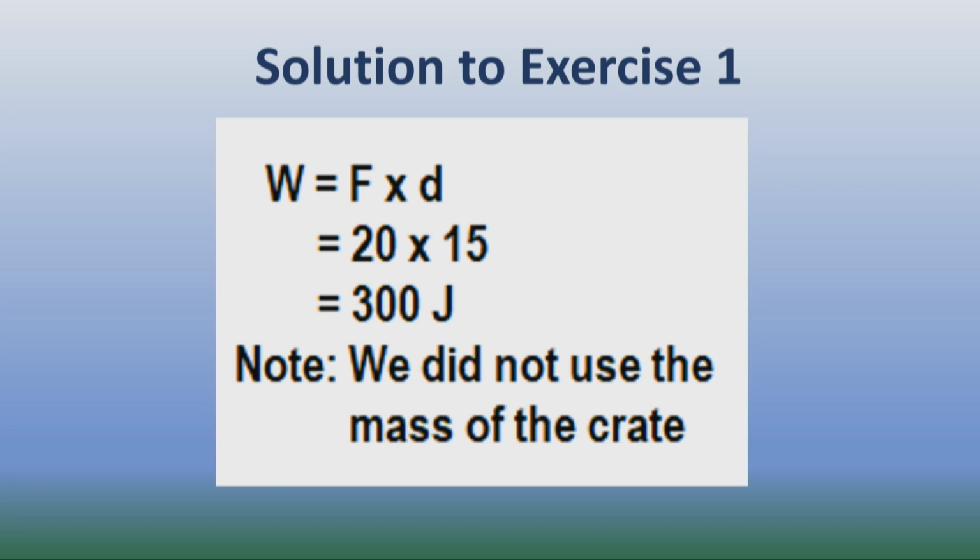The force applied is 20 Newton. The distance moved in the direction of the force is 15 meters. The work done is therefore 20 × 15, and this equals 300 joules. As we can see, the mass of the crate was not required in this calculation. We only needed force and distance.